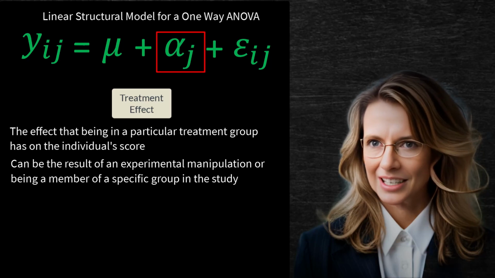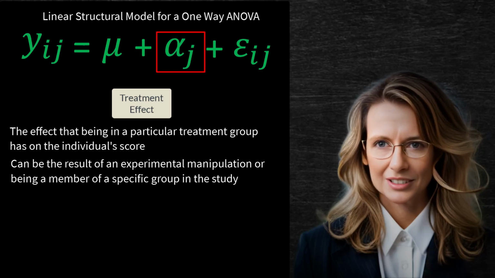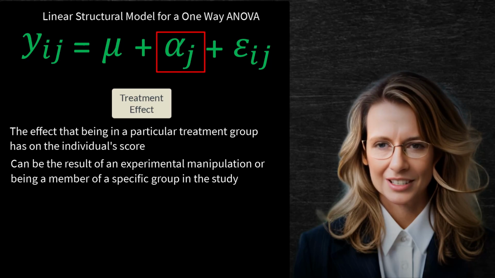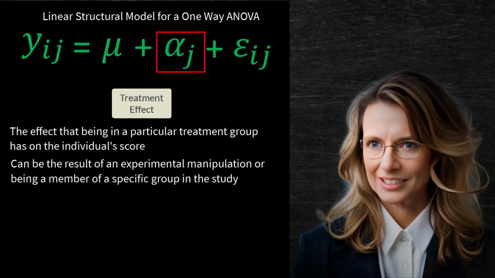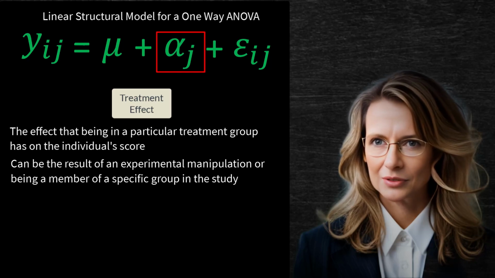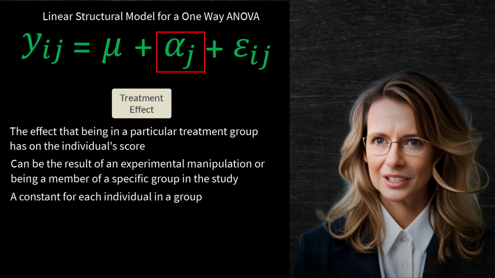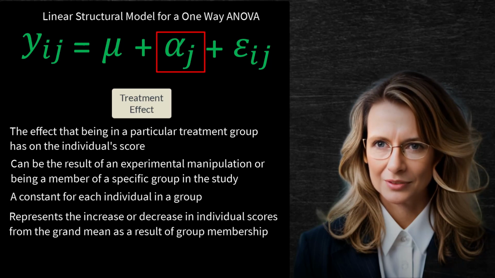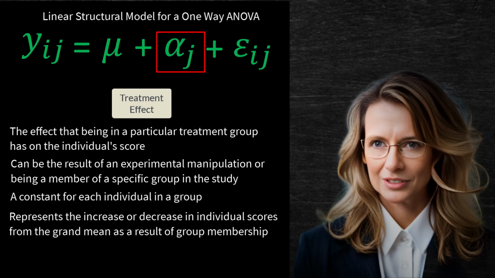For instance, it could be a particular teaching method if the research was designed to study the effectiveness of different teaching methods, or it could be a particular dose of a drug designed to reduce blood pressure. Like the grand mean, the treatment effect is assumed to be the same, a constant, for every individual in the same group and represents the increase or decrease in an individual's score over the grand mean that results from being a member of a particular group.